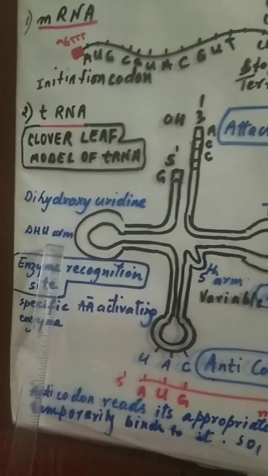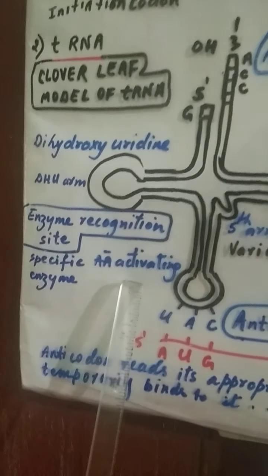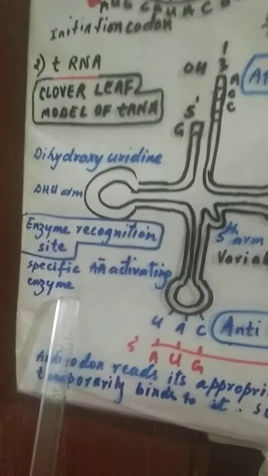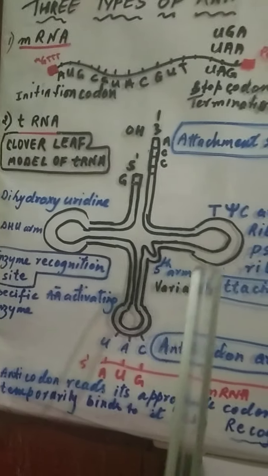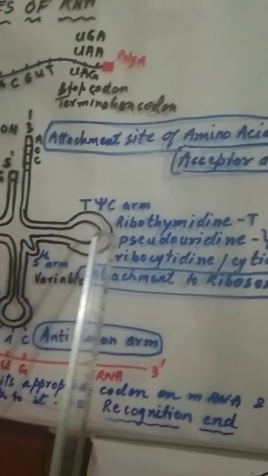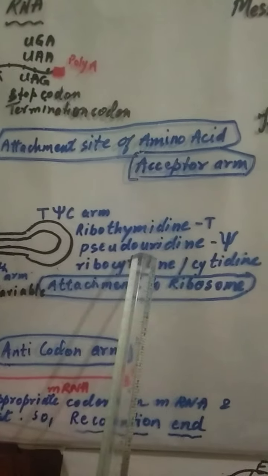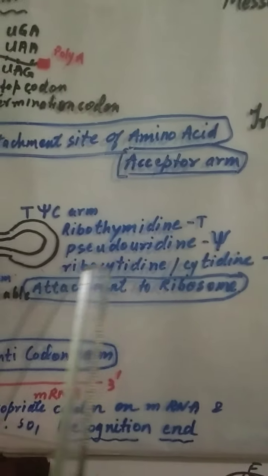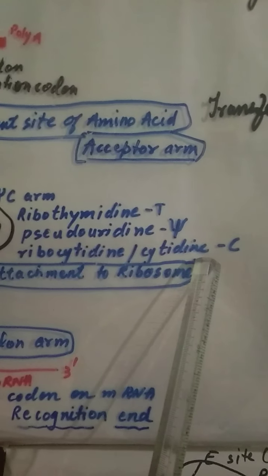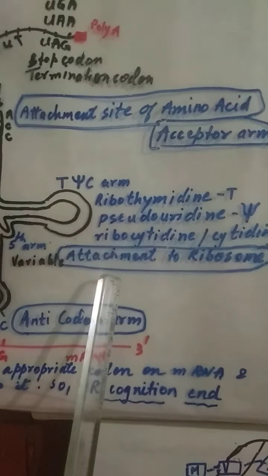Now on left hand side, this is called DHU arm, which is known as dihydrouridine. Here enzyme recognition site it is called, and here specific amino acid activating enzyme is present. Then we move to the right side arm. This is called ribothymidine, T, it stands for pseudouridine, this is the symbol of it. Ribocytidine is C. This arm, actually here ribosome is going to attach.